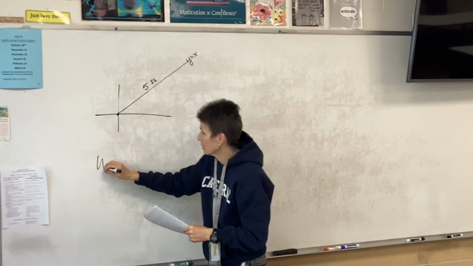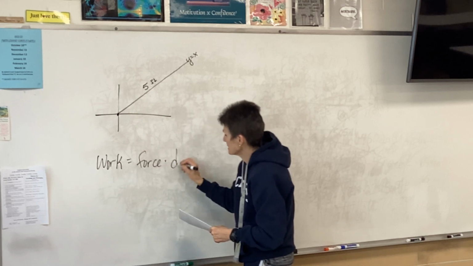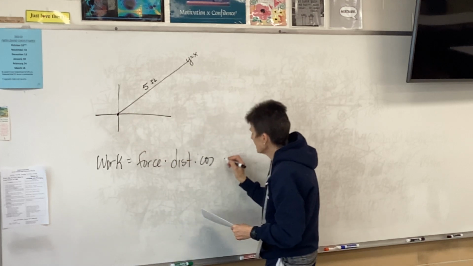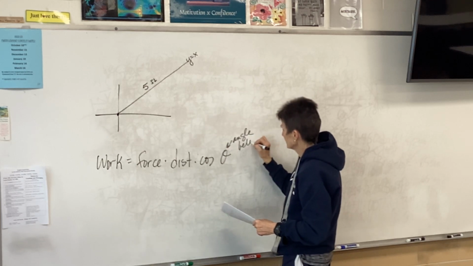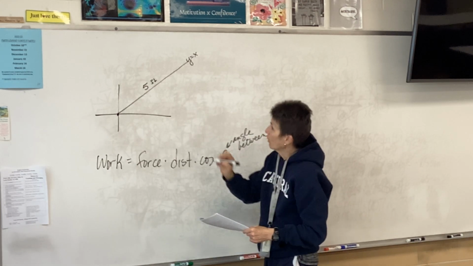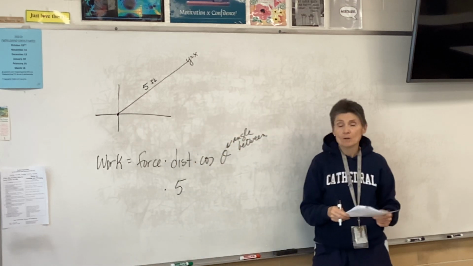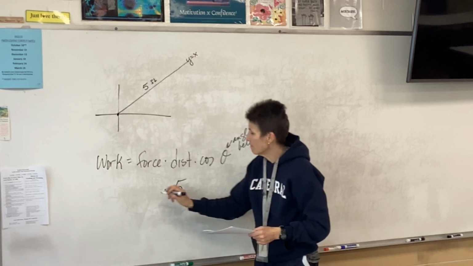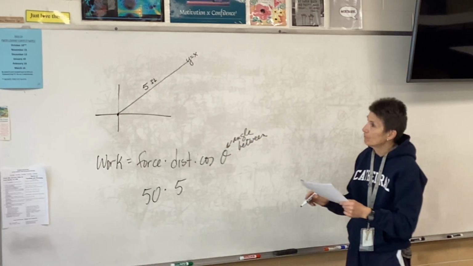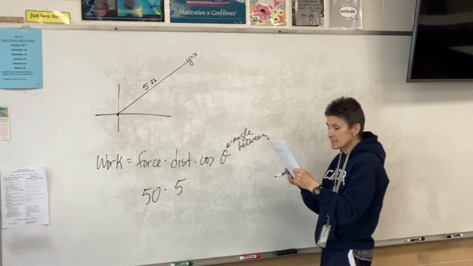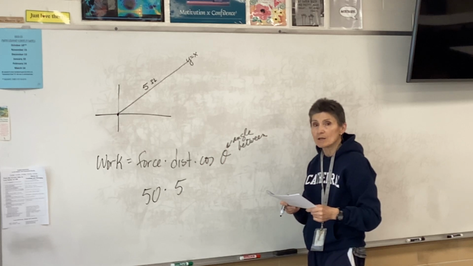Remember, work is force times distance times cosine of angle between. That's the angle between. So I know my distance is 5. I also know my force has a magnitude of 50. And the force is acting in the direction 2, 3.